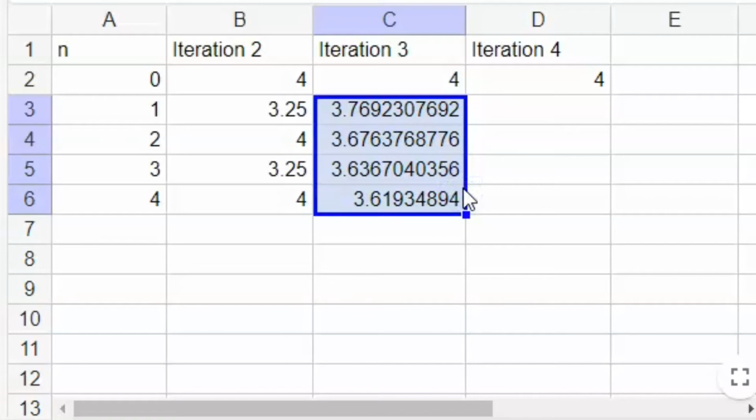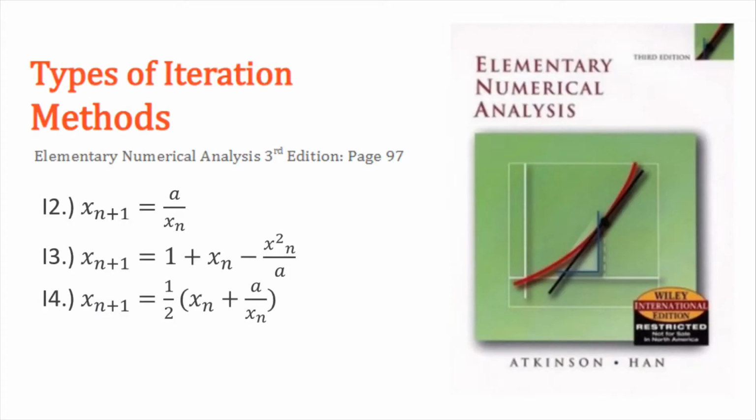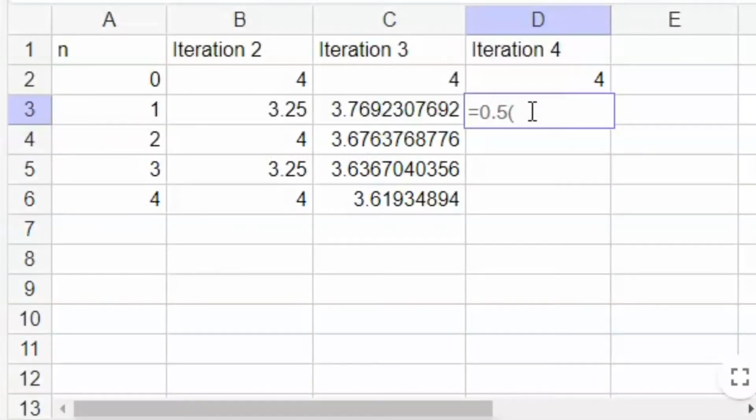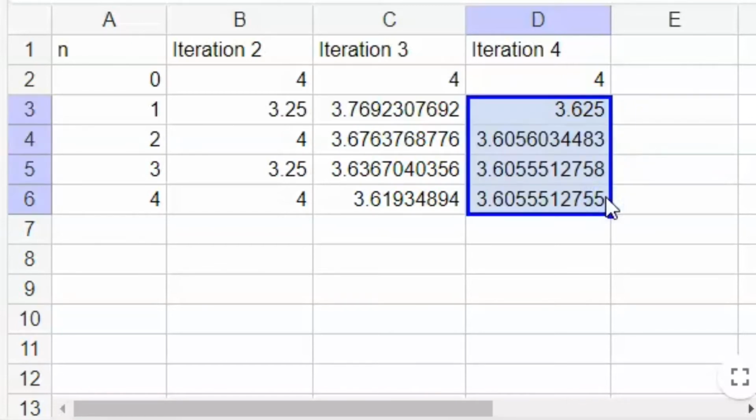For I4, it has us add the value of xn to a divided by xn, and then have that whole value. Plugging this in and dragging down, we can see the convergence happening much quicker than in the previous case.